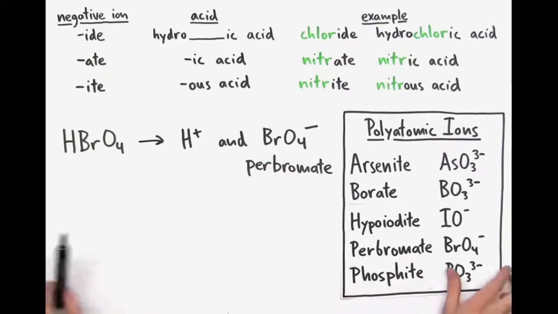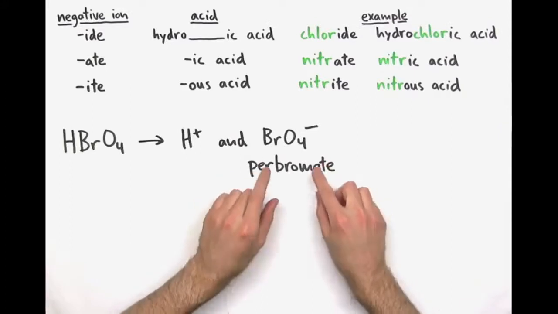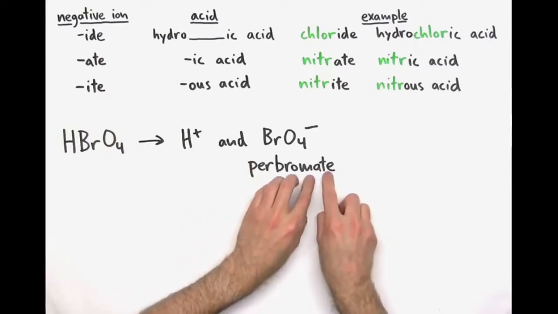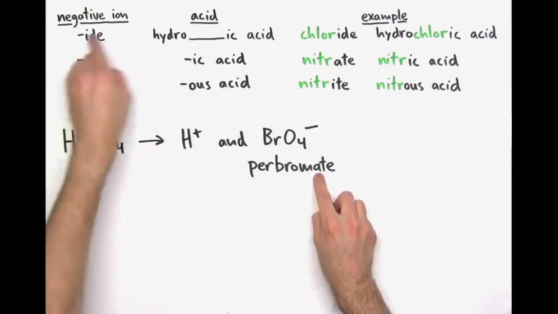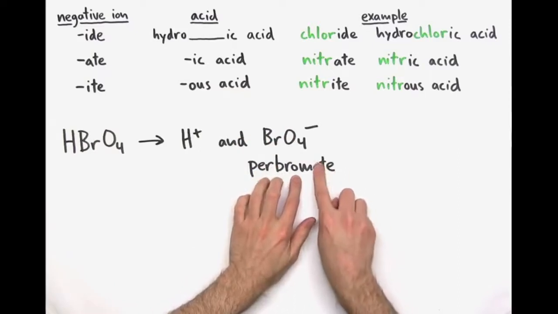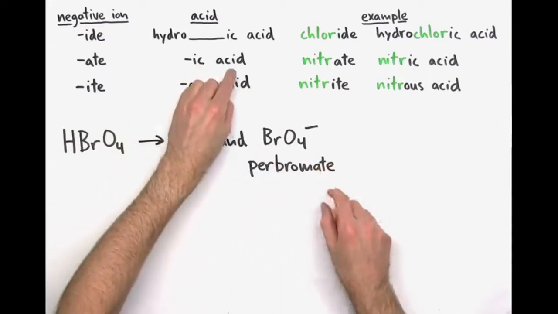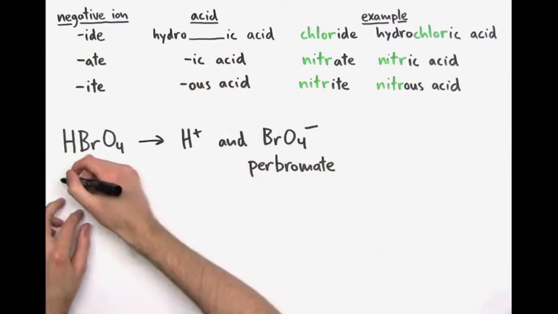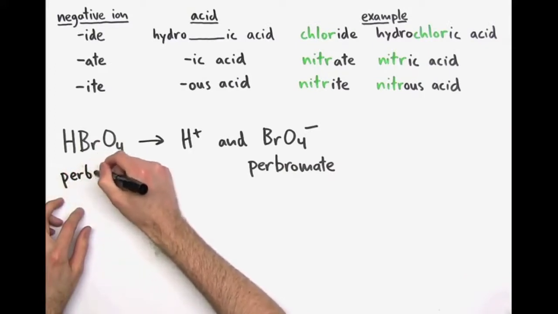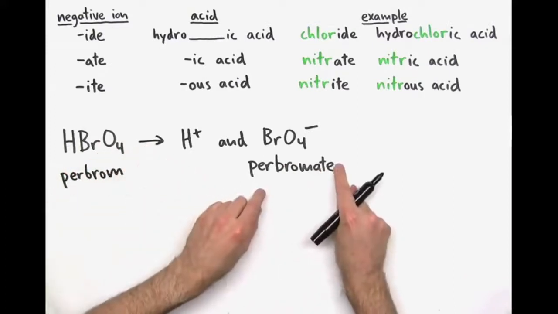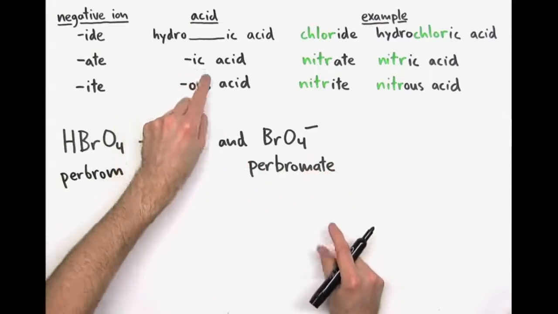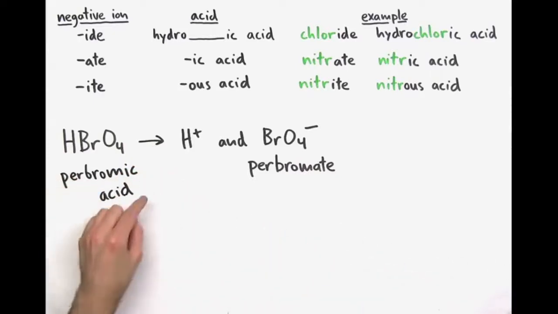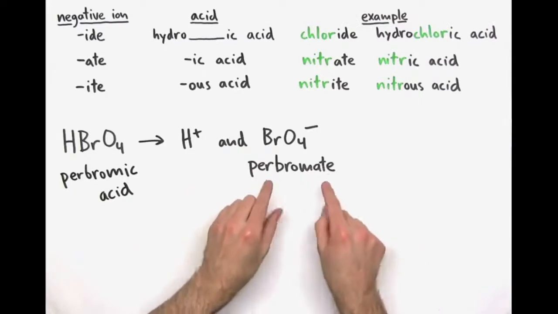All right. Now that I know the name of the negative ion in this acid, I can use these names to figure out what to call the acid. This ion ends in ATE, so I'm going to follow this rule here. I'm going to remove the ATE from the name, and I'm going to replace it with IC acid. So the name of this acid that contains this negative ion is going to be per-brom, and then I don't put the ATE on. Instead, I replace it with an IC acid. So this acid is perbromic acid, and it contains the negative ion perbromate.